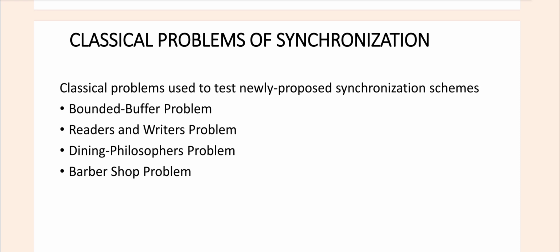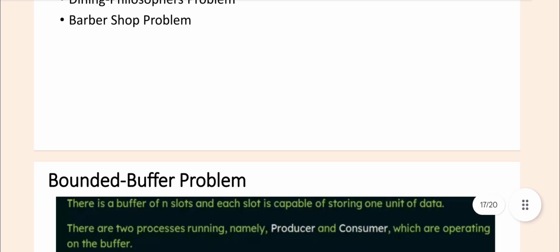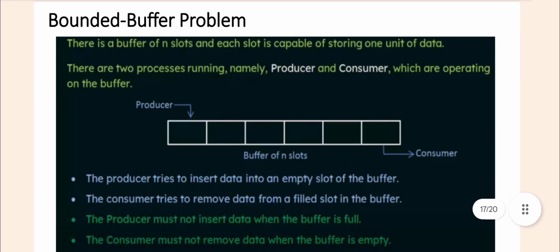Various classical problems are used to test newly proposed synchronization schemes, such as the bounded buffer problem, reader-writer problem, dining philosopher problem, and barbershop problem. Now we are going to discuss one problem, the bounded buffer problem.